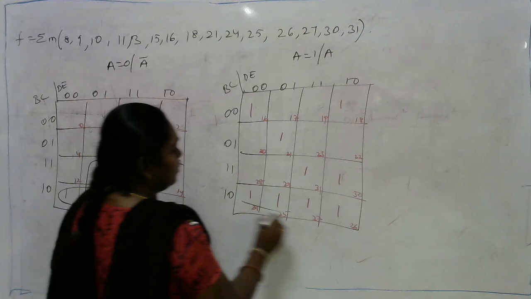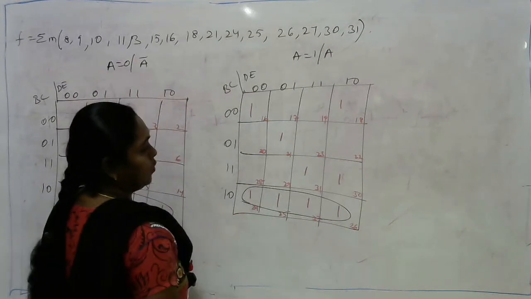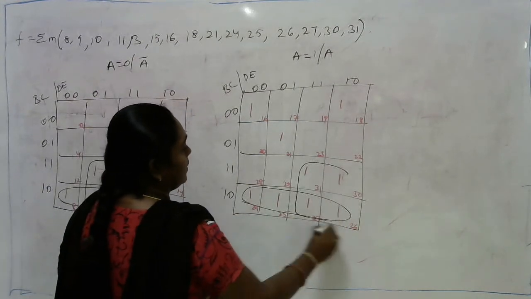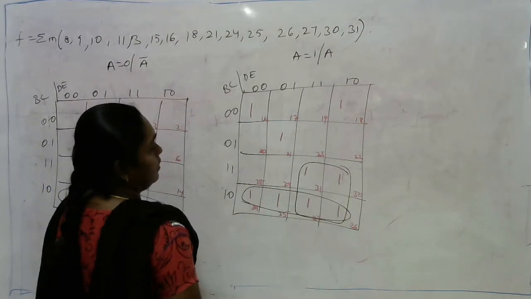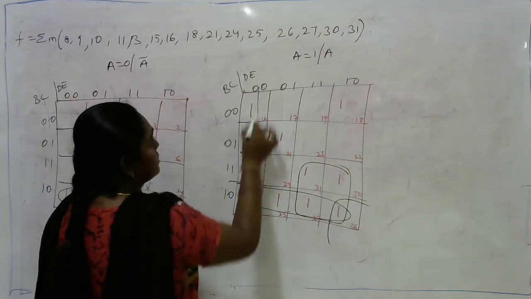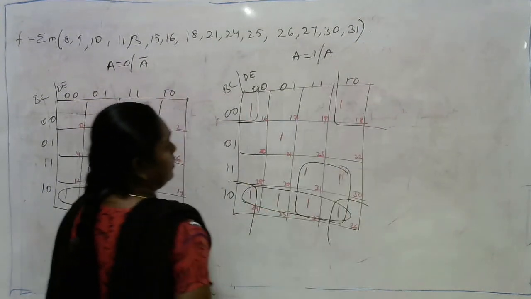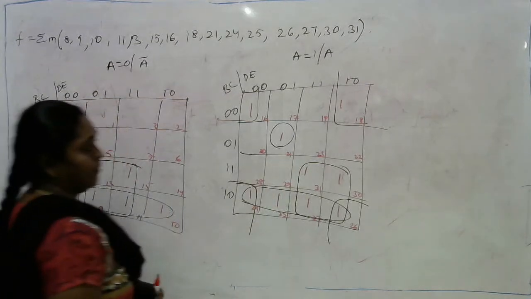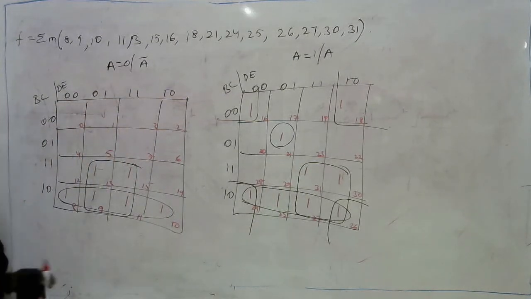Similarly, here also do it separately. This will become one quad, this will become one quad, and you can make all these four corners as one quad, and this is an isolated one. Now, this is a general procedure which we have followed till now.